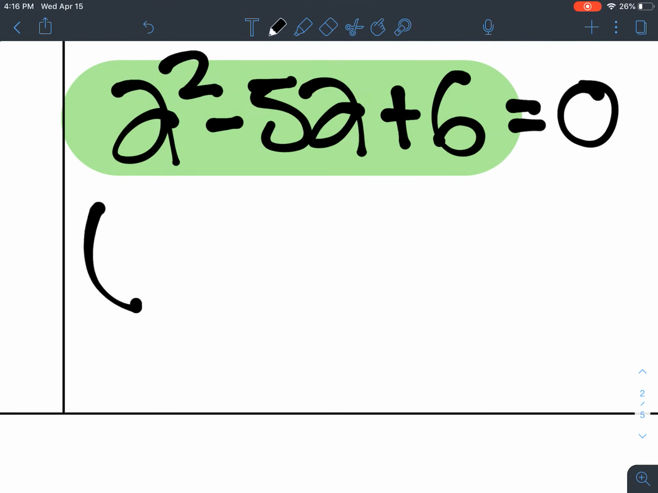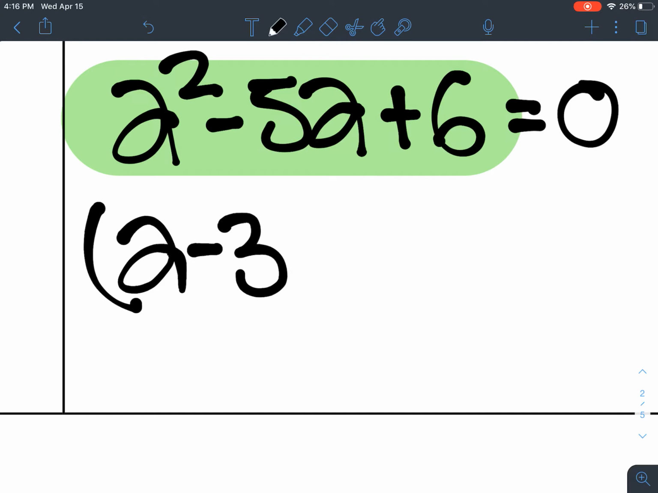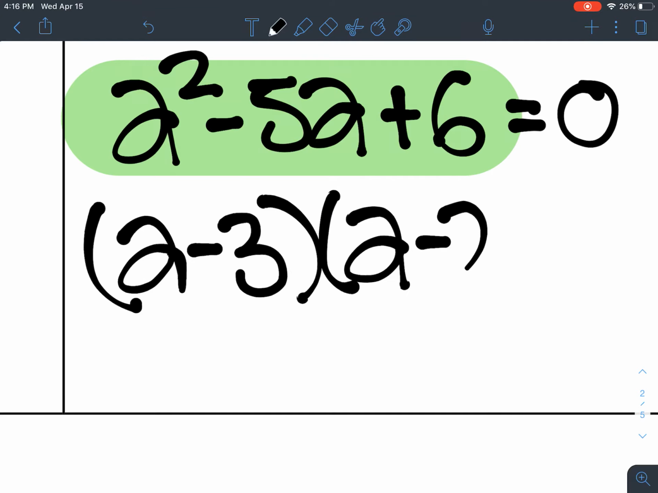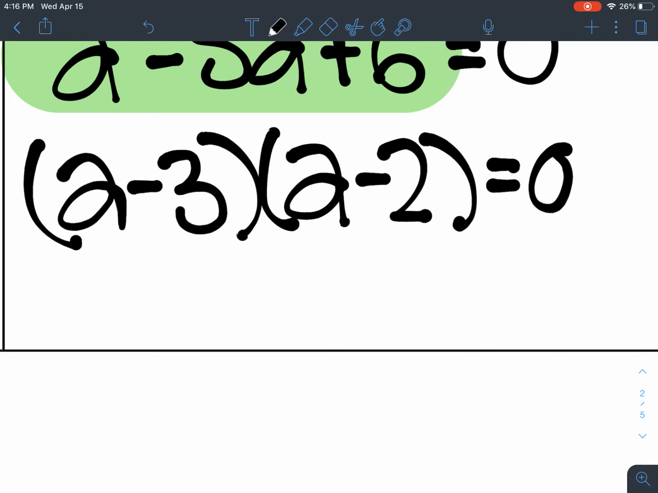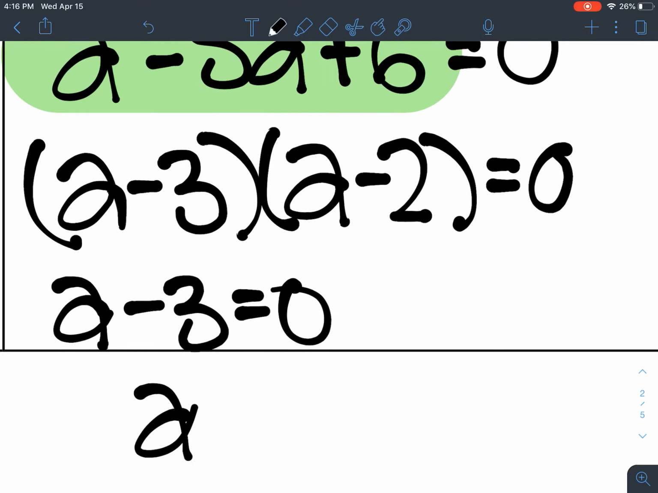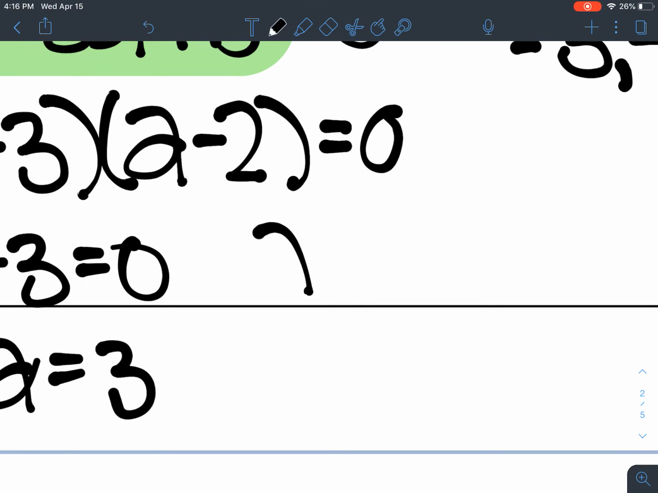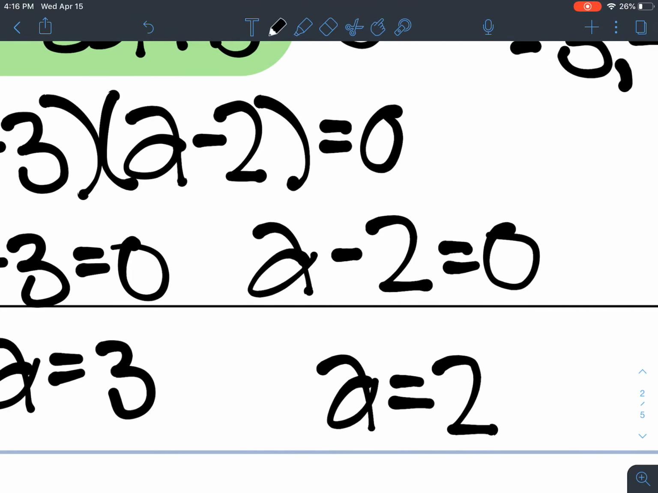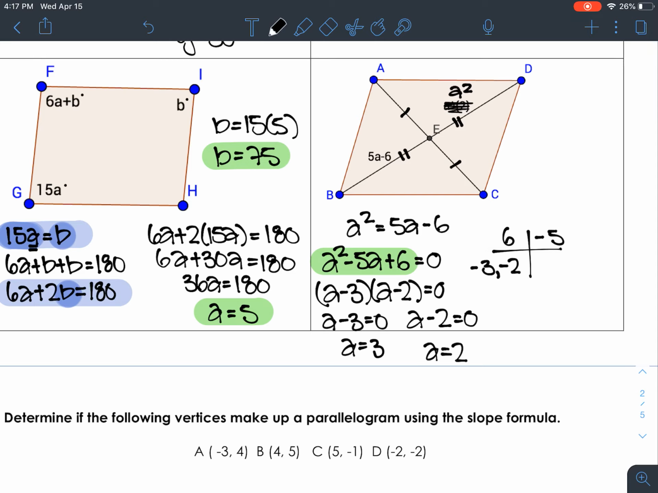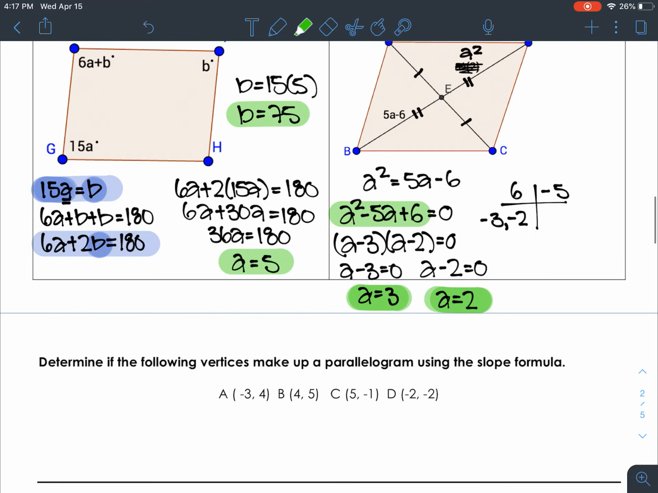So what I'm going to get is A minus 3 and A minus 2 is equal to 0. And then you set them both equal to that 0 and solve. So you'd get A minus 3 is equal to 0, which means A is equal to 3. And you'd get A minus 2 is equal to 0, which means that A is equal to 2. And then if you double check those guys, they're both going to work. So I'm going to get A is equal to 3 and A is equal to 2 for my final answer. Okay. So I'm going to pause there.